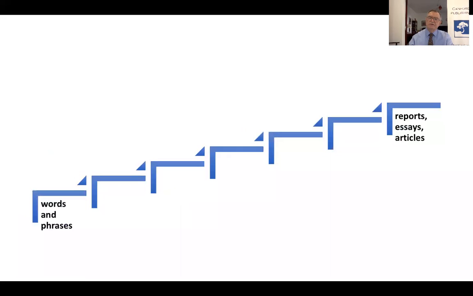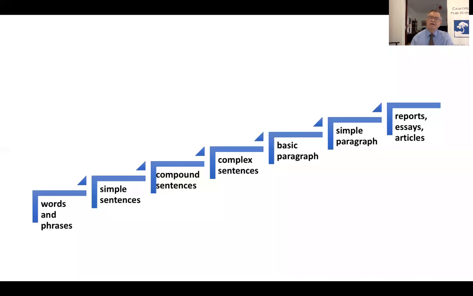We start off at the lowest level with words and phrases, of course. You can't get anywhere without words and phrases, and also the rules that link the words together, that show the constraints on the particular words and how they're used. So that's very important at the lowest level.